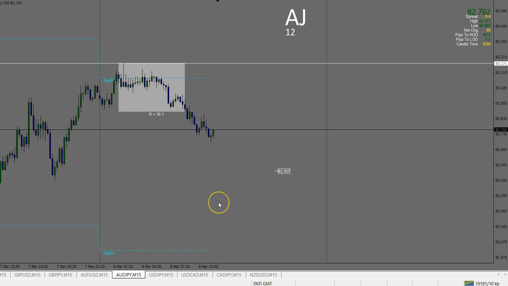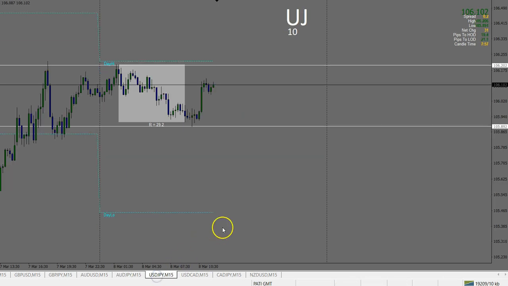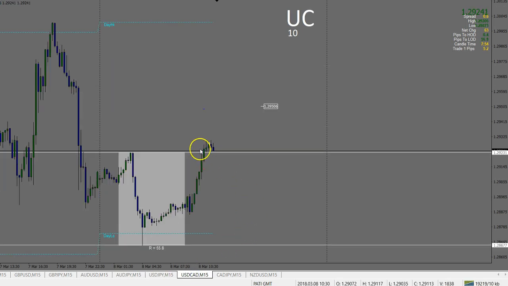And Australian dollar, Japanese yen, that was one that I punched out of earlier. Lost 2 pips on that. US dollar, Japanese yen, didn't get a trade off on that. Price action wasn't doing much at all. US dollar, Canadian dollar. I took this trade here as it came through our criteria, getting in there long, and I punched out of that there. US dollar, Canadian dollar just gave me 6 pips, so it was a small win on that.